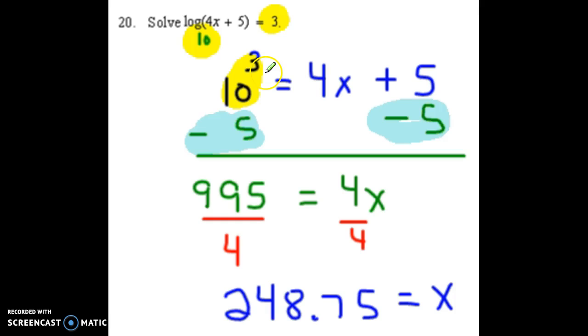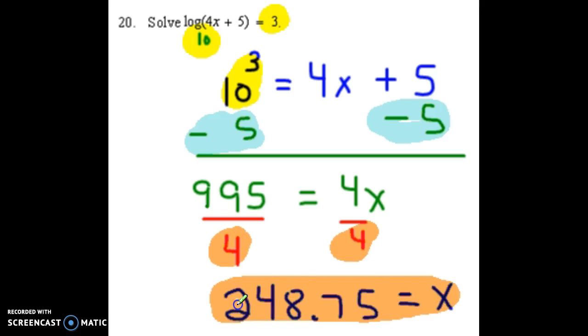So 10 to the third power is 1,000. 1,000 minus 5 is 995. So then I'm going to divide by 4. And that's how I got this answer. And then I'm going to plug that into my calculator, into the original problem, and it is correct.